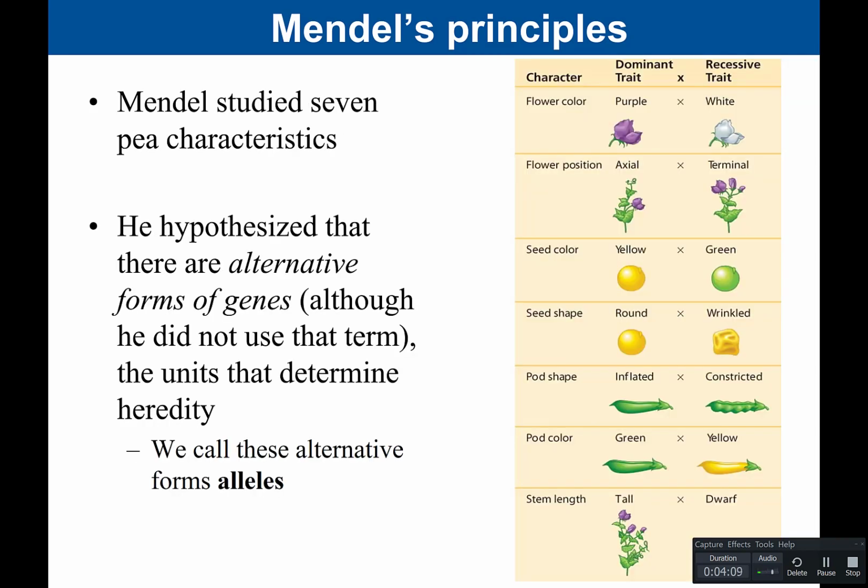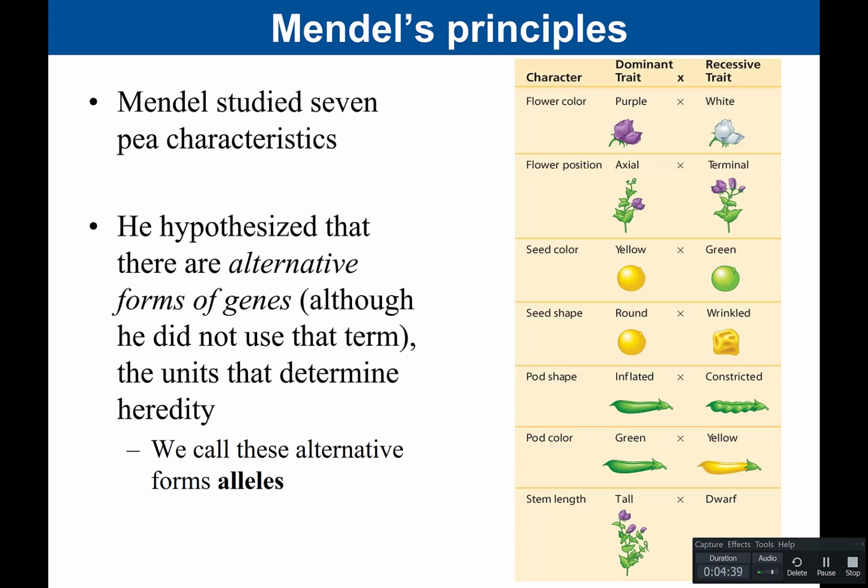So Mendel studied 7 pea characteristics. So again, we have flower color, purple versus white, position of the flower, axial, meaning along the middle of the stem, versus terminal at the end, seed color, yellow or green, seed shape, round or wrinkled, pod shape, inflated or constricted, pod color, green or yellow, and then stem length, tall or dwarf.